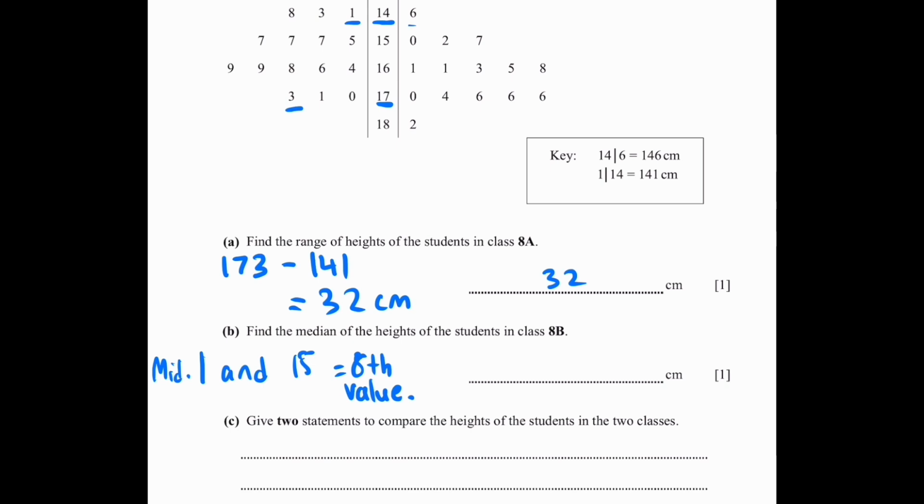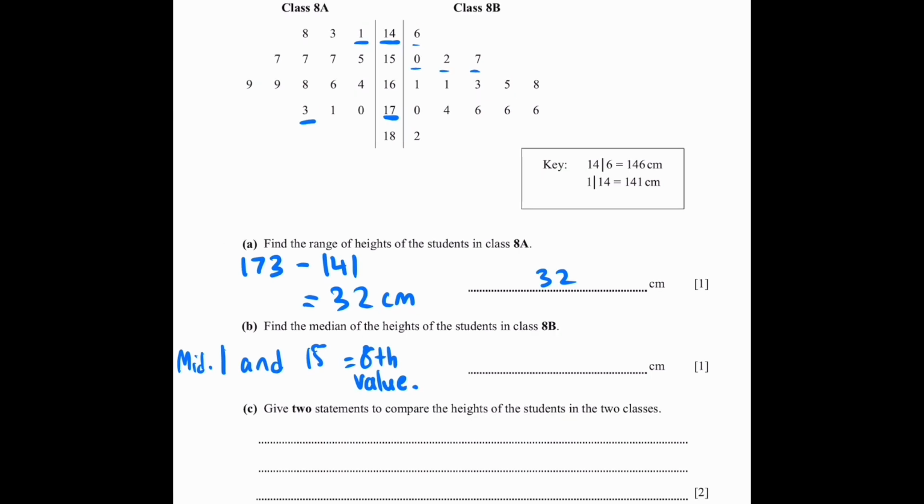146 is the first one. 150, 152, 157 are the second, third, and fourth. Number 5 is 161. Another 161 is number 6. Number 7 is 163. Number 8 is 165. So the median equals the 8th value, which is equal to 165 centimeters.